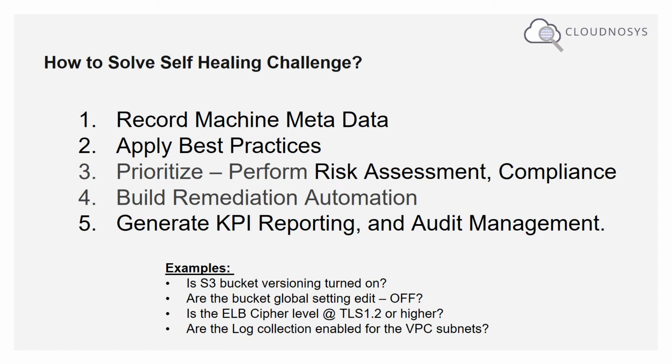So you need to perform a risk assessment, and risk assessment has to be against some baseline, either your business risks, okay, certain systems can go down, or certain systems have very sensitive data, or certain systems are compliance-specific systems, right? So that prioritization has to take place. And then from that, you can start building remediation flows to say, yes, we are going to build some of these remediation flows for these prioritized risks. And then we're going to generate these KPI reports and audit management process.